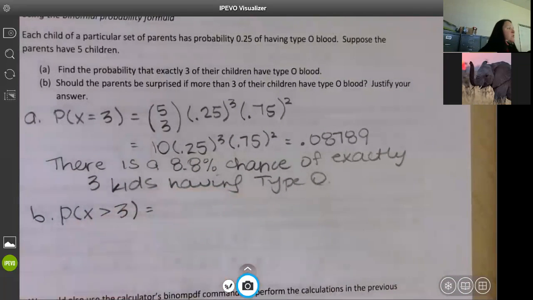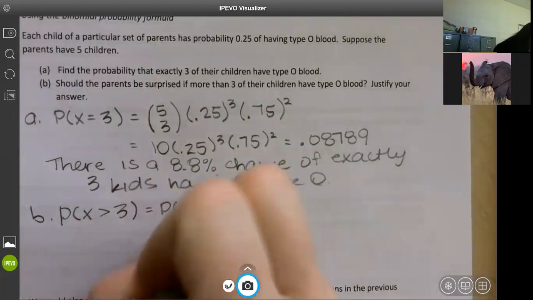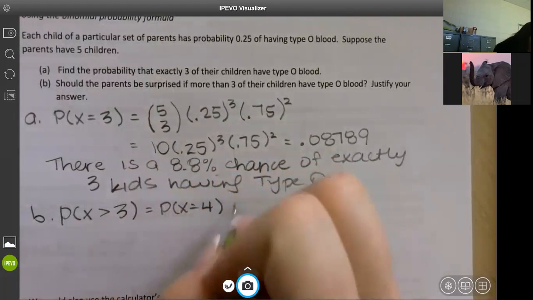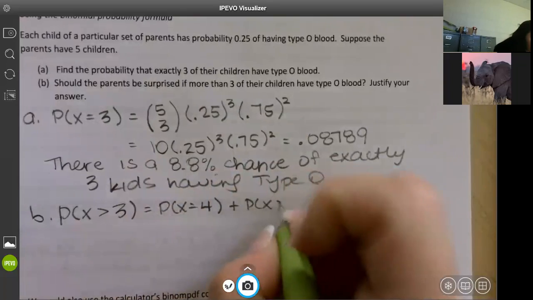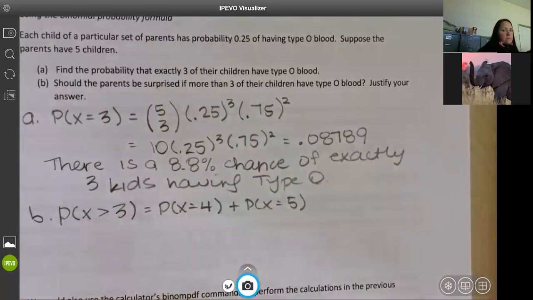All right. So if it's greater than 3, what does that mean the parents have? Either 4 or 5. What happens when we do or? You have to subtract that. Wait a minute. What do we do first? Add. There's not going to be any overlap. They can't have 4 and 5. You know what I'm saying? So we're doing the probability of 4 or the probability of 5.